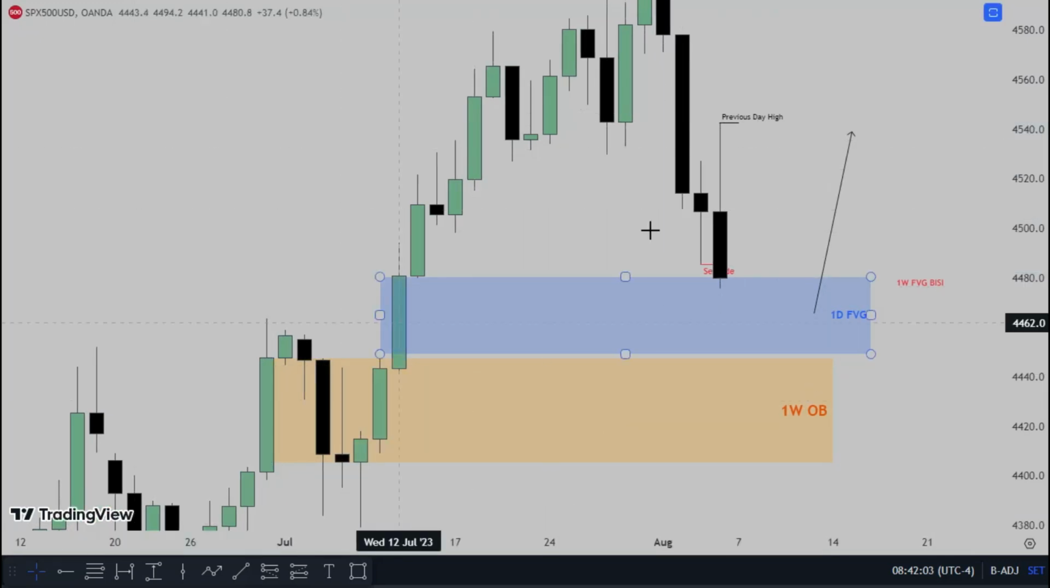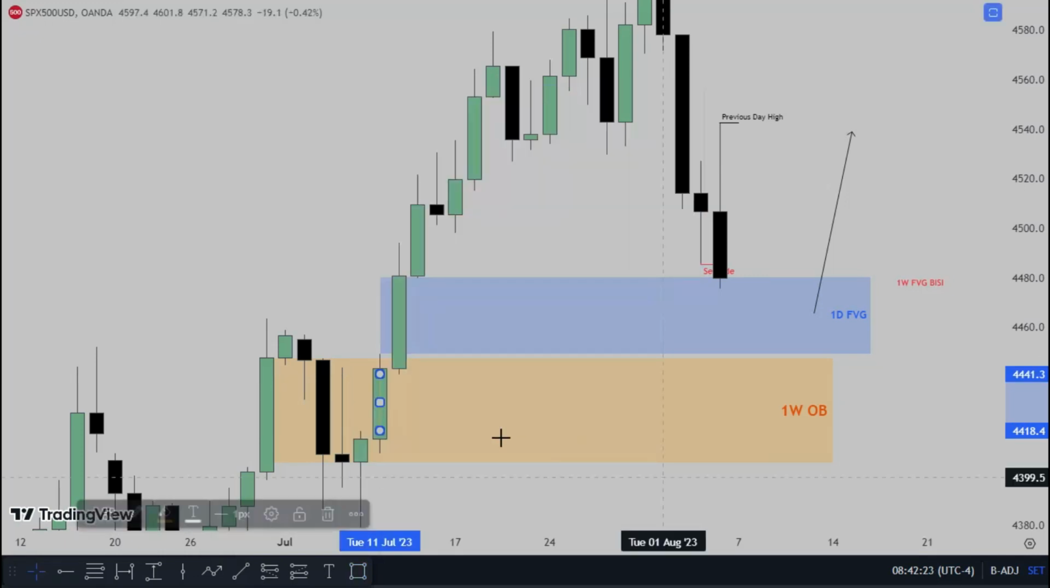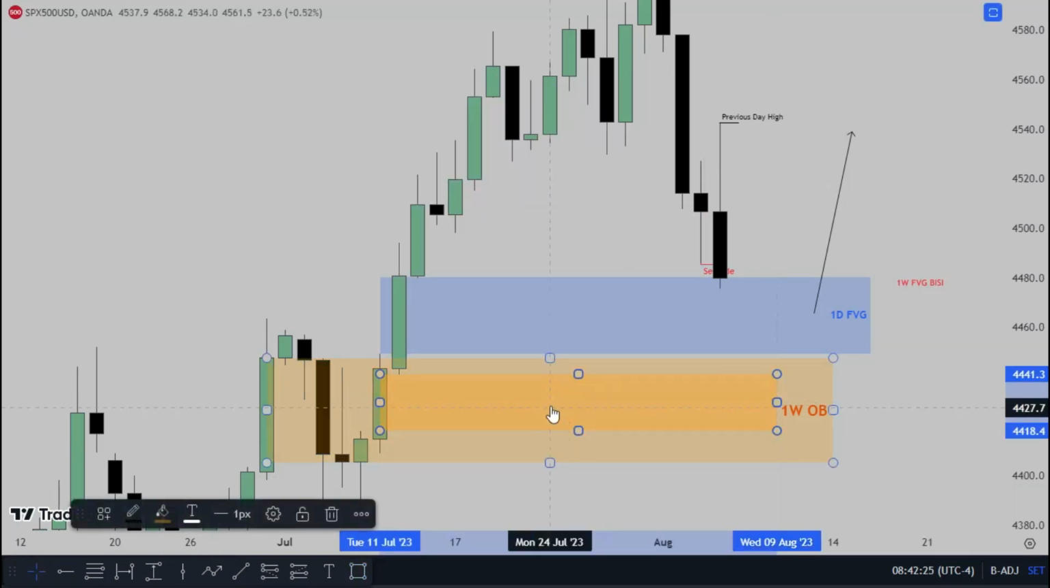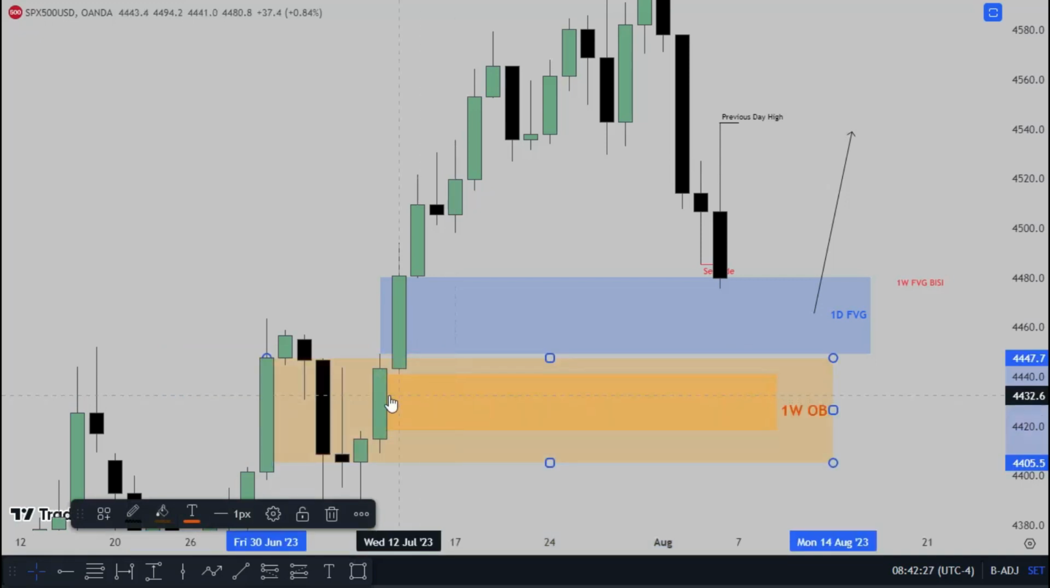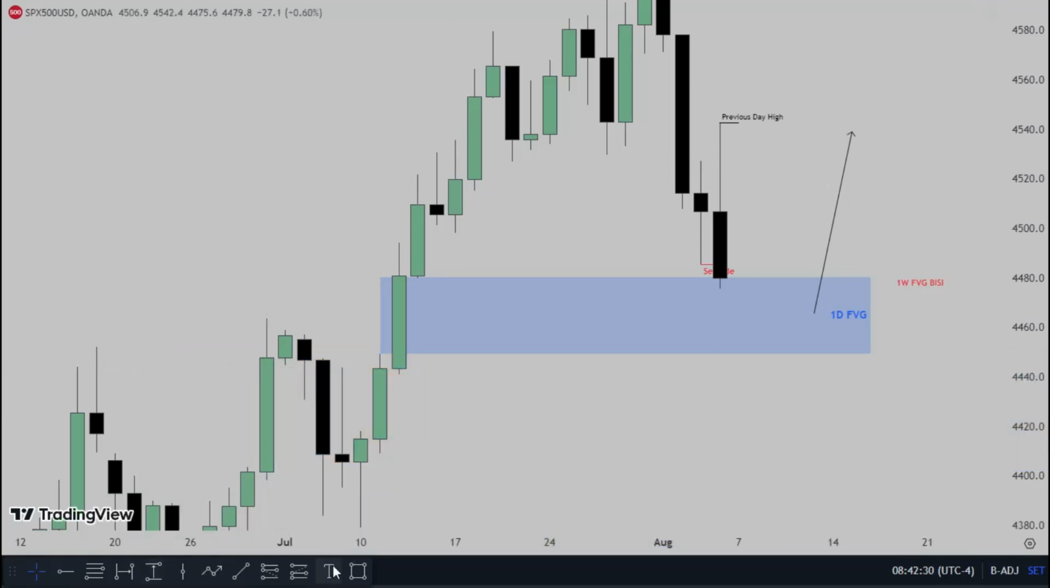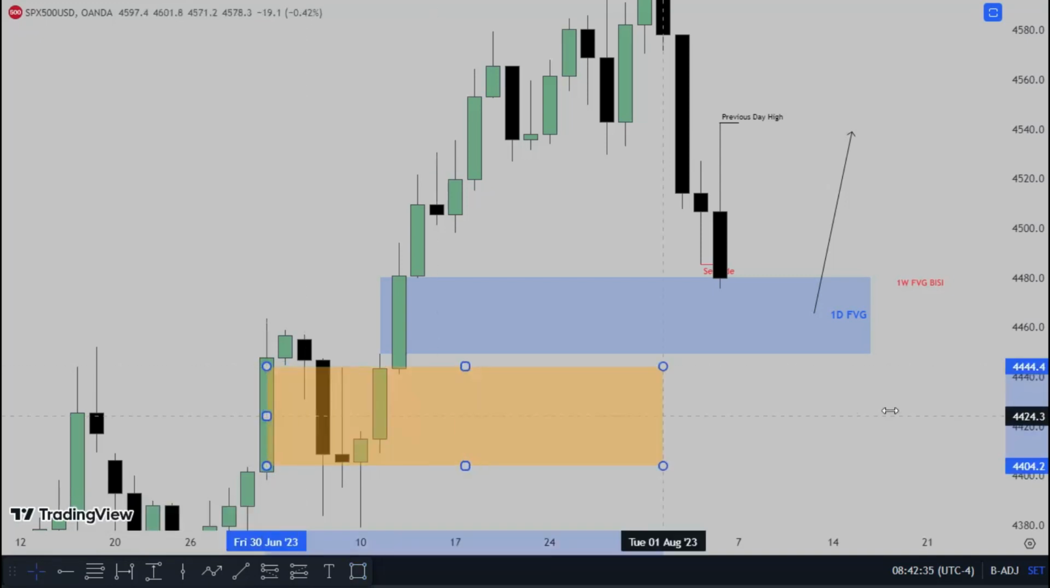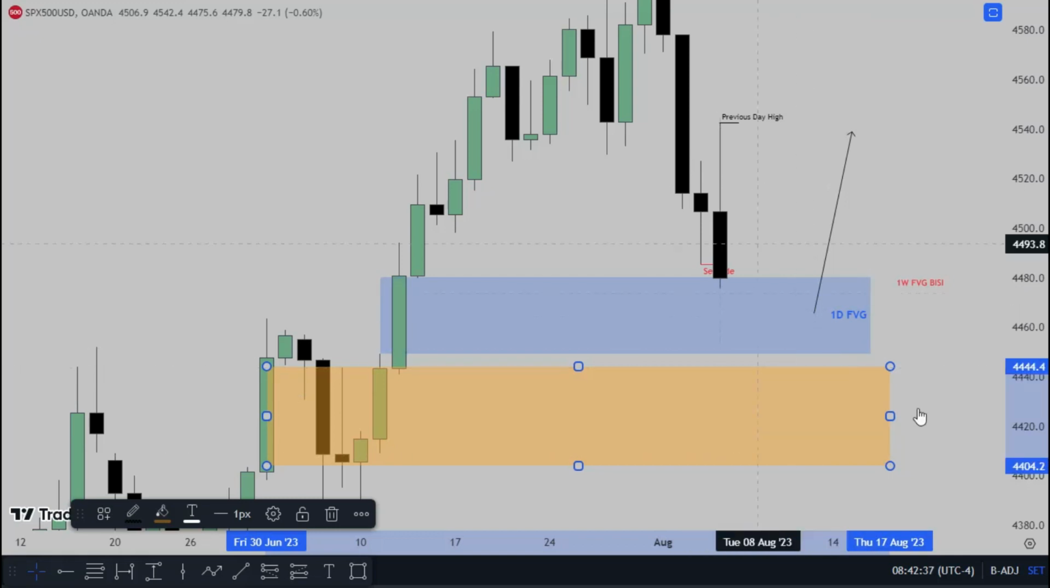Currently on S&P 500 on the daily time frame, we are just within the 1 day fair value gap, right? So I'm looking to see if price is going to respect, in simple terms, these zones right here. For example, this order block, this imbalance, this fair value gap, and right here we've got this inverted fair value gap, right? So these are our supporting factors for price moving bullish.